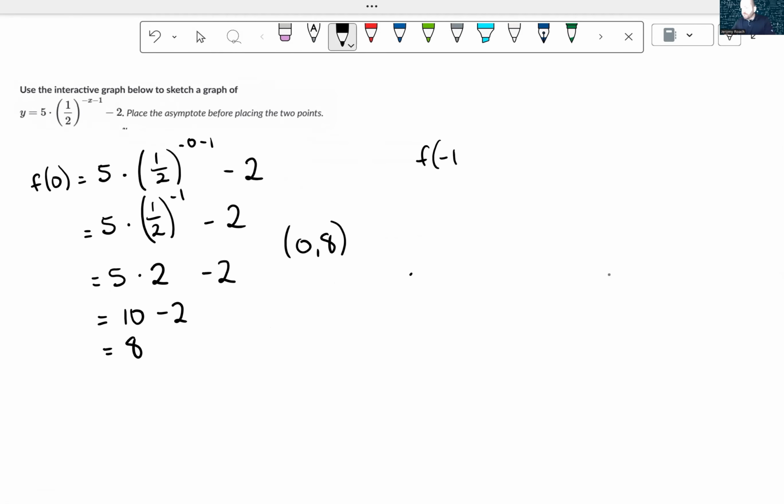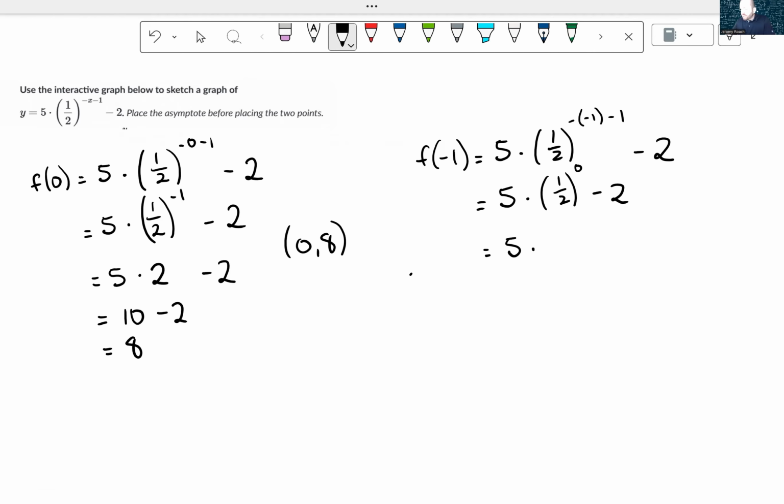So f of -1 is equal to 5 times 1/2. And now we're plugging in -1. So this is -1 minus 1. A lot of negatives there. And we're going to minus 2. So we get 5 times 1/2, and now this is +1 minus 1, which gives us 0. And so anything to the 0 is 1. And we get 5 times 1 minus 2. That's 5 minus 2, and that equals 3.